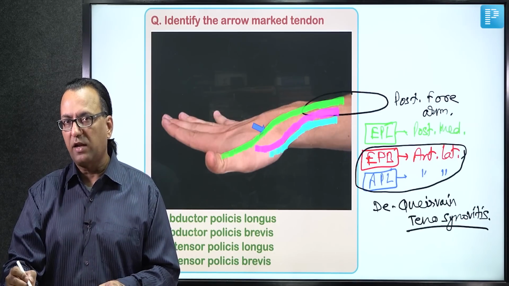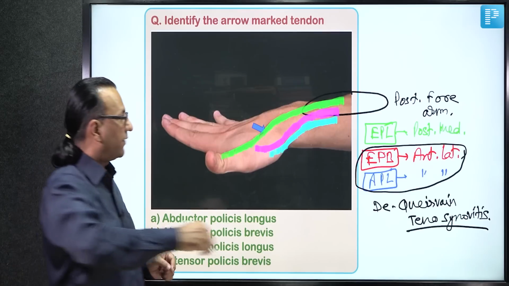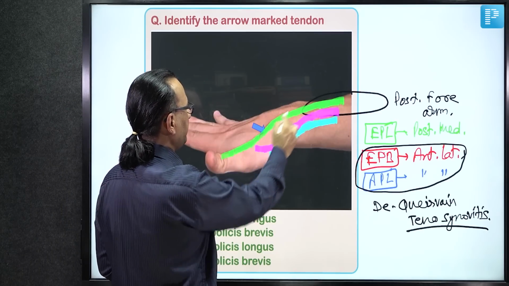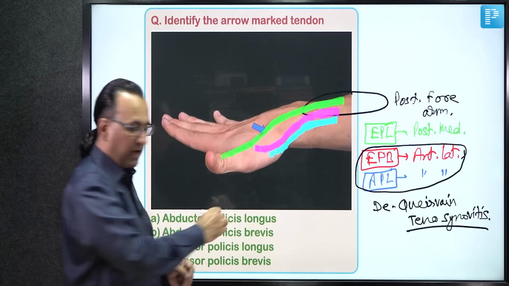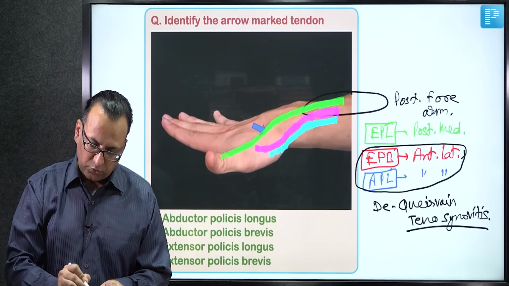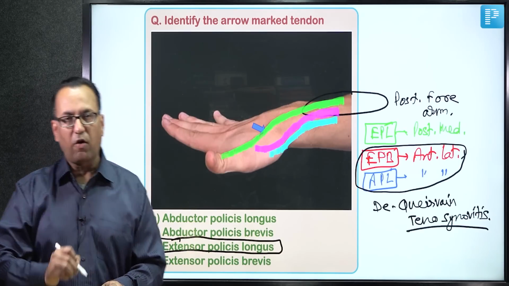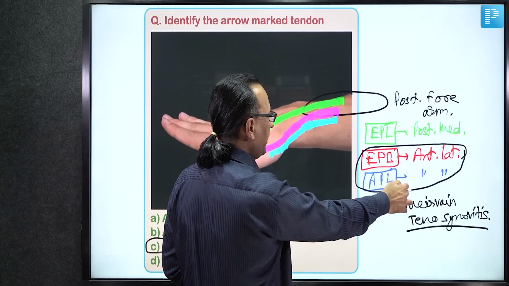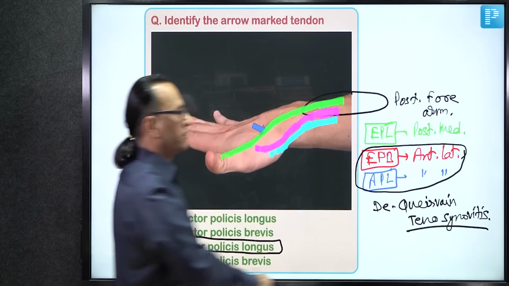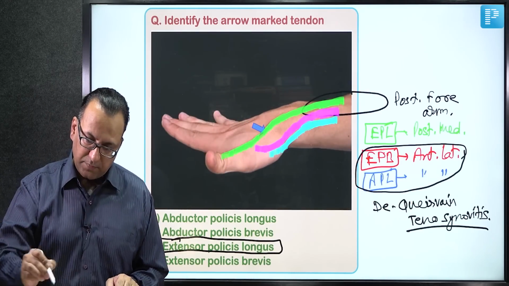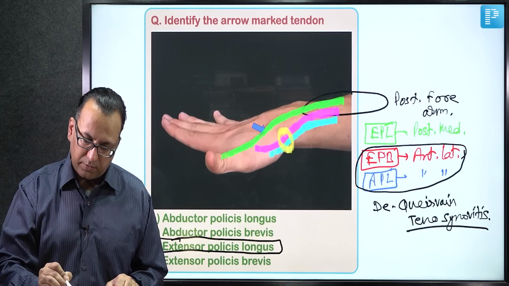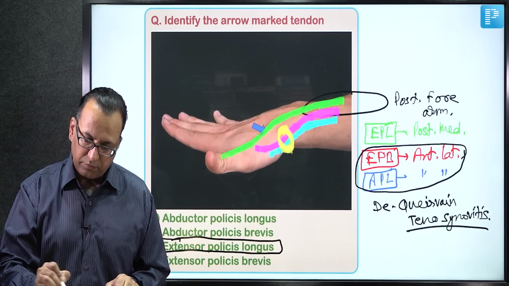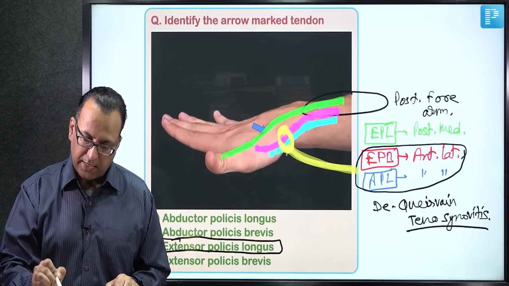So how do we do the Finkelstein test? We will see in another diagram. But here, as the arrow mark is asking, it is extensor pollicis longus tendon. And we can take our answer as choice number C here. And talking about de Quervain tenosynovitis, the anterolateral boundary getting affected, the Finkelstein test, we will be seeing these two tendons if inflamed. There will be a painful maneuver, which is shown in the next diagram.